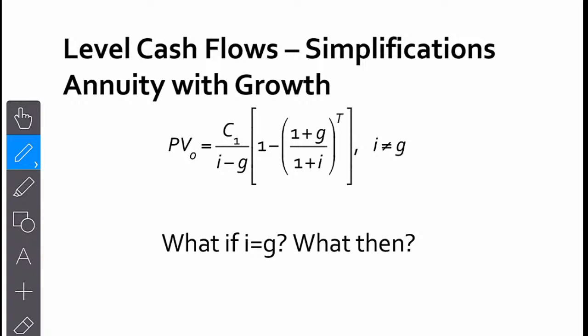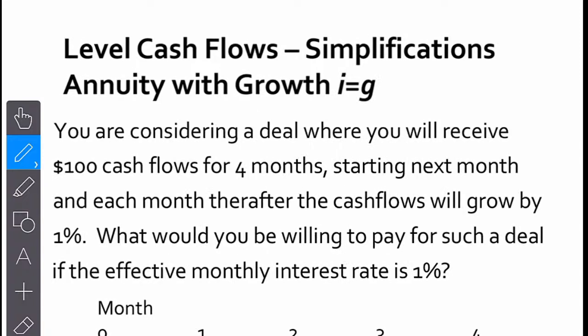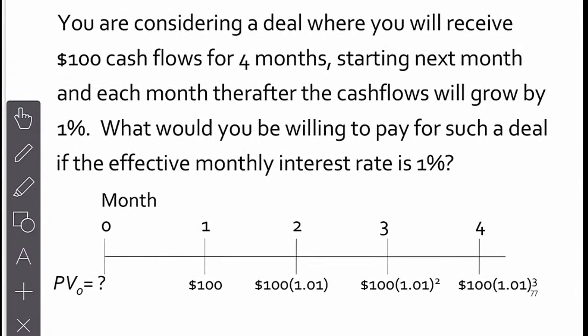Okay, so what if I equals G? Here's an example. You're considering a deal where you will receive 100 cash flows for 4 months, starting next month. And each month thereafter, the cash flows will grow by 1%. What would you be willing to pay for such a deal if the effective monthly interest rate is 1%? So here's the catch. 1% interest with 1% growth. So you are being compensated with the growth to offset the interest rate.